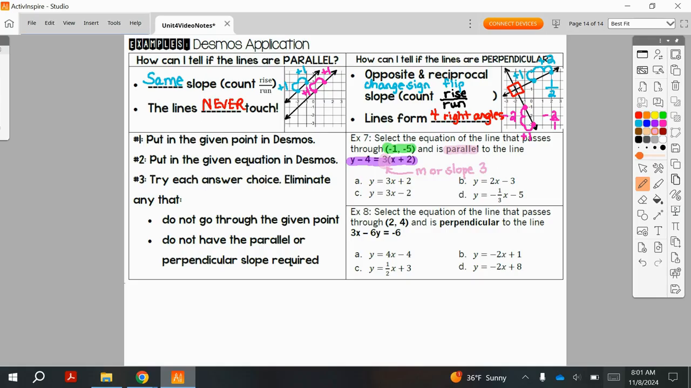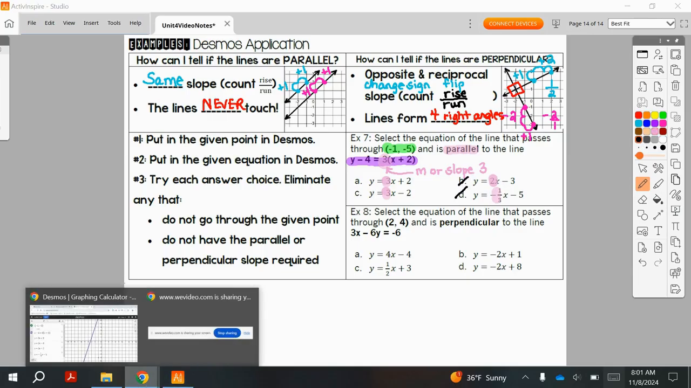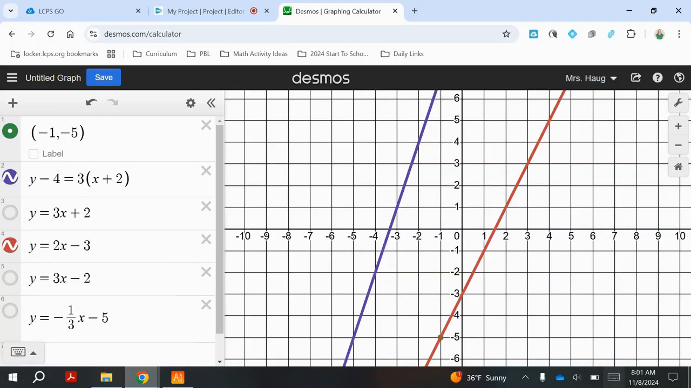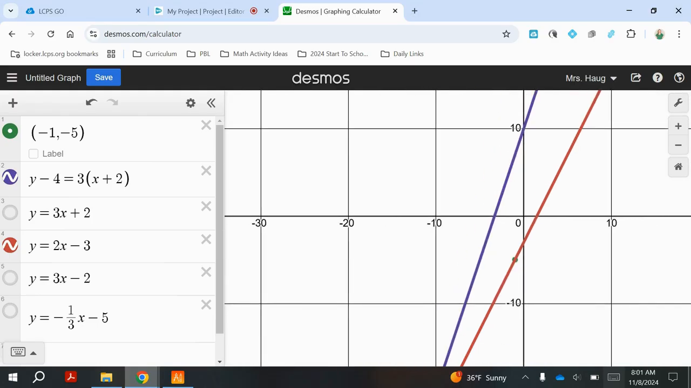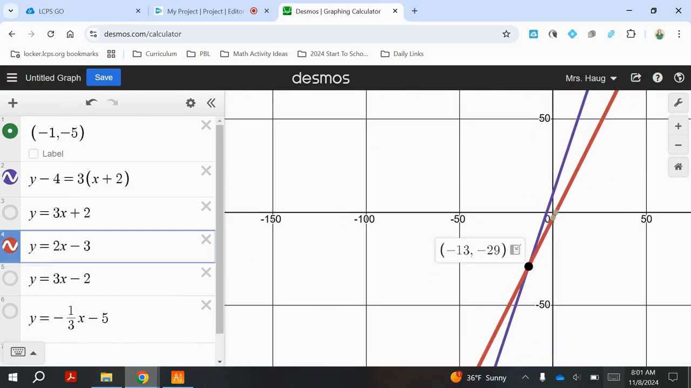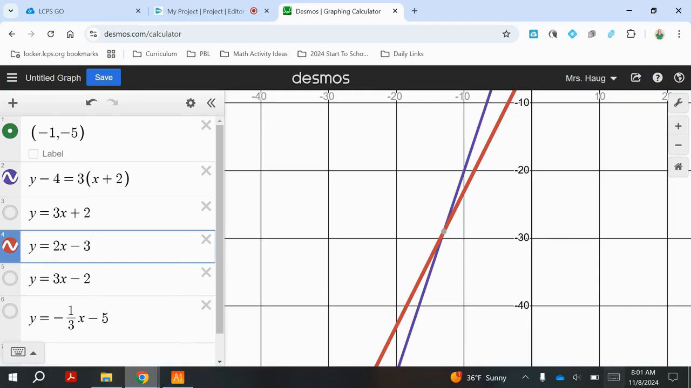Well, right away, you can also eliminate some here too because your slope is in front of the x, and it must be 3. So right away, even before going to Desmos, I can eliminate B and D. But let's also see why in Desmos those don't work. Looking at example B, it was y equals 2x minus 3. It does go through the point, but as you see, when I zoom out, those 2 lines do end up meeting. And remember, parallel lines can never meet.